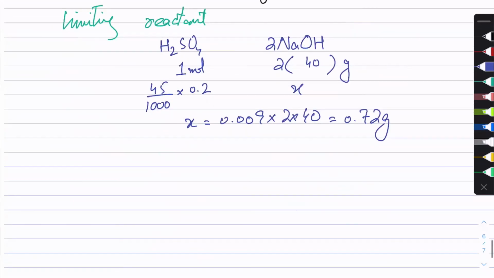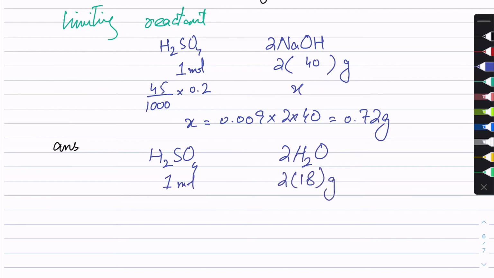Okay, so I'm going to take H2SO4. So now I'm getting the answer that I'm looking for. So I'll copy H2SO4. I'll copy water again from the equation. I'll put the value of 1 mole, and 2 times 18 grams. Okay. I have the given value, which I already just calculated, 0.009. That will be x. So x is going to be 2 times 18 times 0.009. So that comes out to be 0.324 grams. Okay, not so bad. We calculated it.